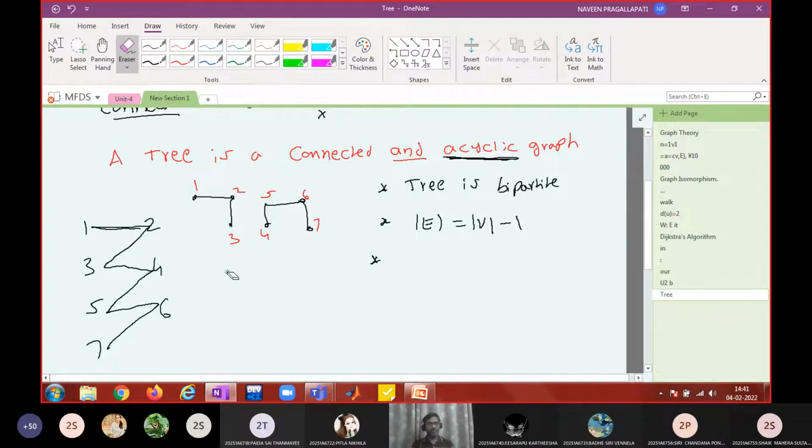If I remove this, disconnected. If I remove this, again disconnected. If I remove this, this is disconnected. If I remove this, again it is disconnected. That means in a tree, every edge is a cut edge. Do you agree? Every edge is a cut edge. So if you find any edge is not a cut edge, that cannot be called as a tree.